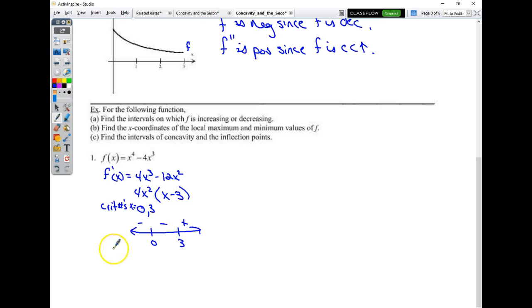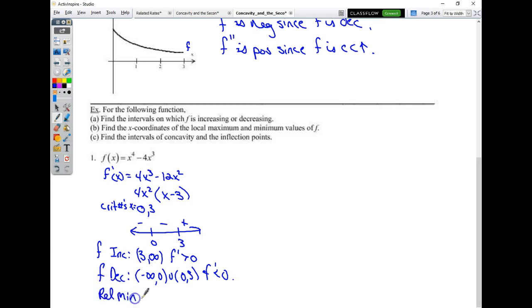And we can make our statements about increasing, decreasing, and max and min. f increases on 3 to infinity, since f prime is greater than 0. And we can say that f decreases on negative infinity to 0 and 0 to 3, since f prime is less than 0. We're also asked to make a statement about relative extrema. There's only one spot where there's a sign change, and that is a relative min at x equals 3, since f prime changes from negative to positive.